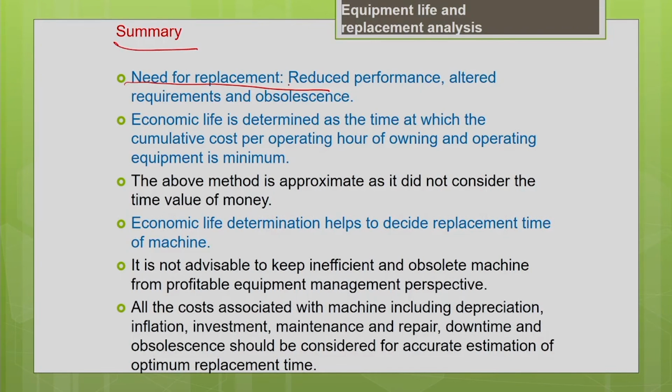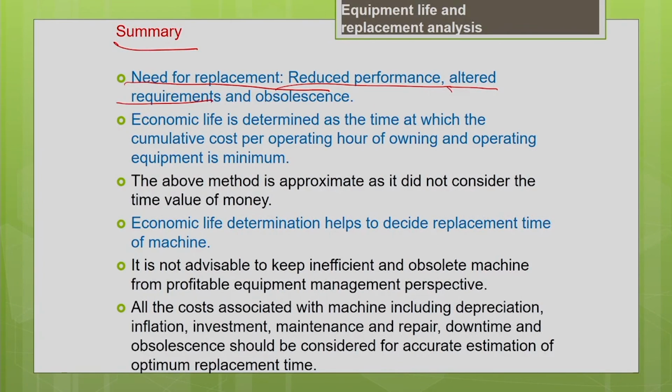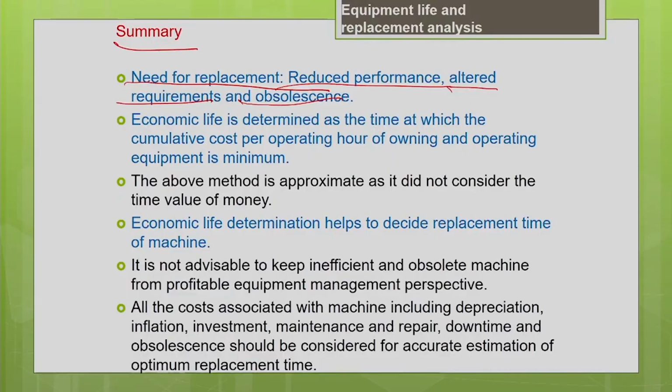Because your old machine, because of wear and tear, may be showing reduced performance and reduced productivity, and there may be a sudden increment in the productivity requirement at your project site. So there may be some altered requirements. For that, you have to replace the old machine with a new machine which has better productivity than your old machine. And obviously your machine may have become obsolete because of many competitive models available in the market. So there are different reasons which justify the replacement of old machines with a new machine.